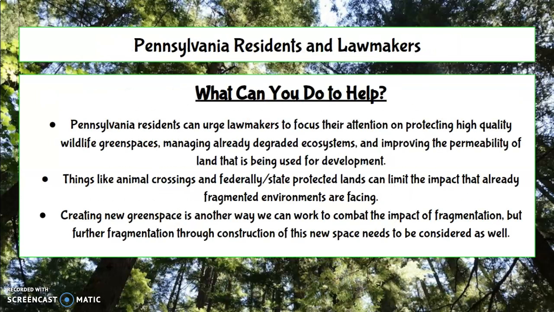So, what can you do to help? This video is being addressed to Pennsylvania residents and lawmakers specifically. Residents can urge their lawmakers to focus on protecting high quality wildlife green spaces, managing already degraded ecosystems, and improving the permeability of land that is being used for further development. Things like animal crossings and federally and state protected lands can limit the impact that already fragmented environments are facing. Creating a new green space is another way we can work to combat the impact of fragmentation, but further fragmentation through that construction needs to be considered. We don't want to ruin a new habitat while we're trying to build a habitat.